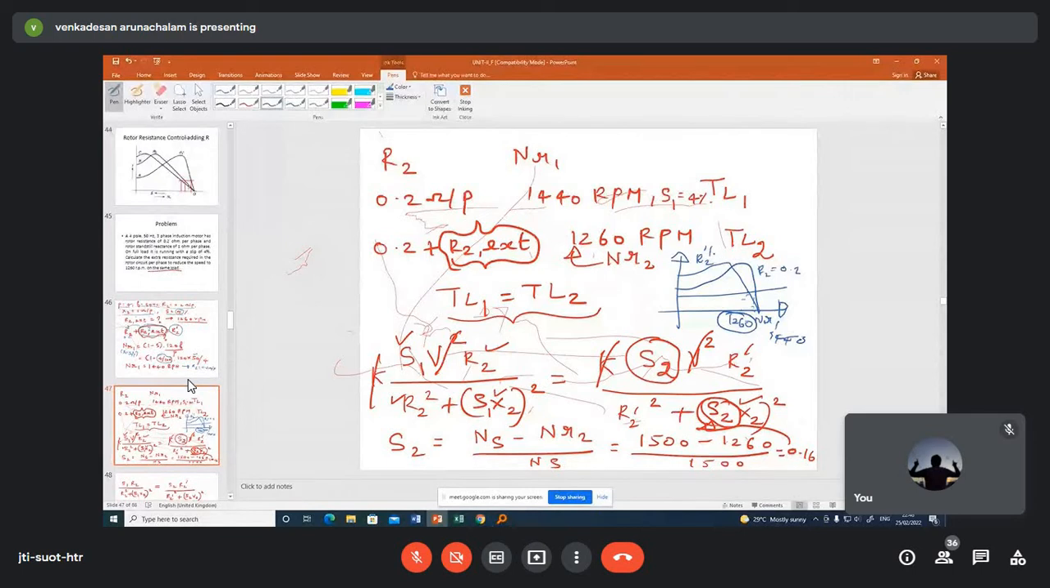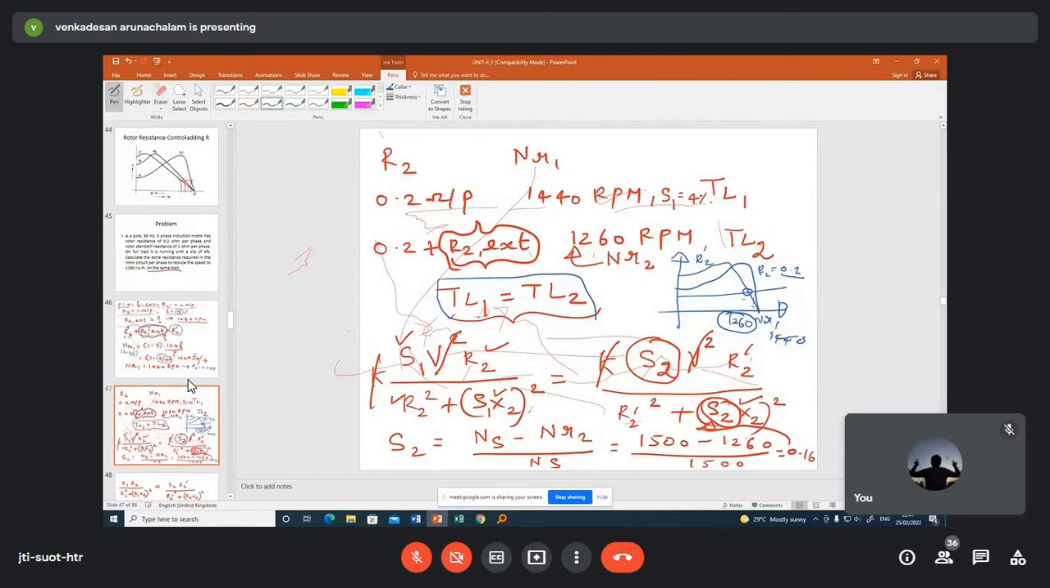If you find R2 double dash, already know R2, so you can find R2 external easily. So for that, you have to take this condition. Load torque on both the conditions is the same. So T_L1, that is the load torque corresponding to the rotor resistance 0.2, and T_L2, that is the load torque corresponding to the rotor resistance R2 dash. Sorry, R2 dash.